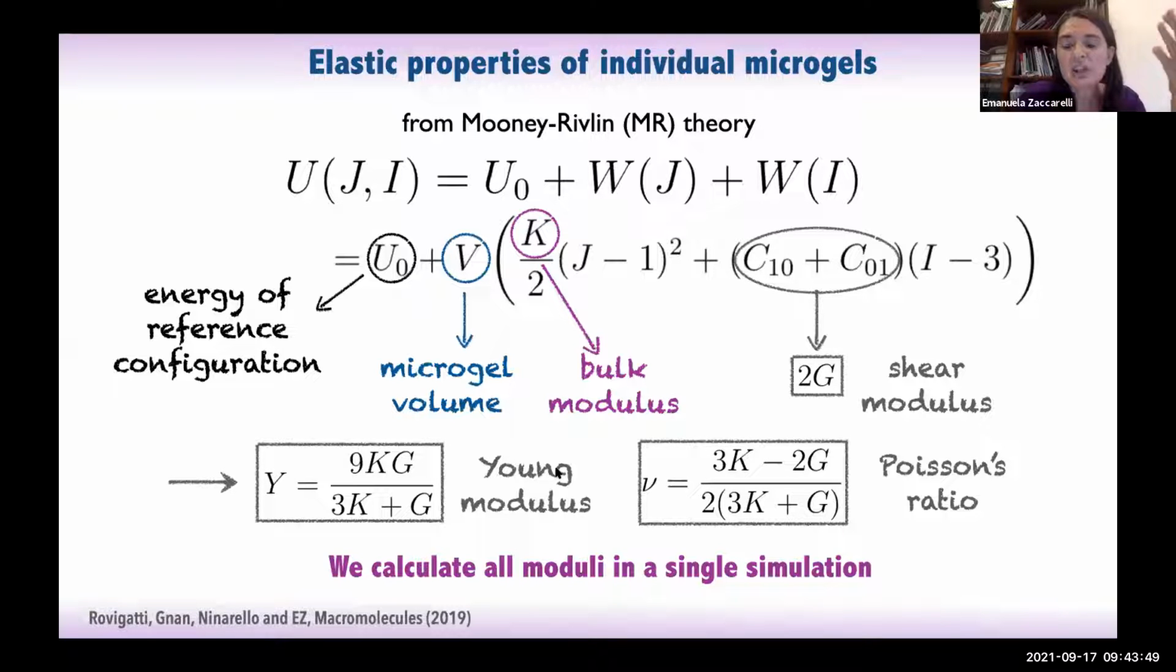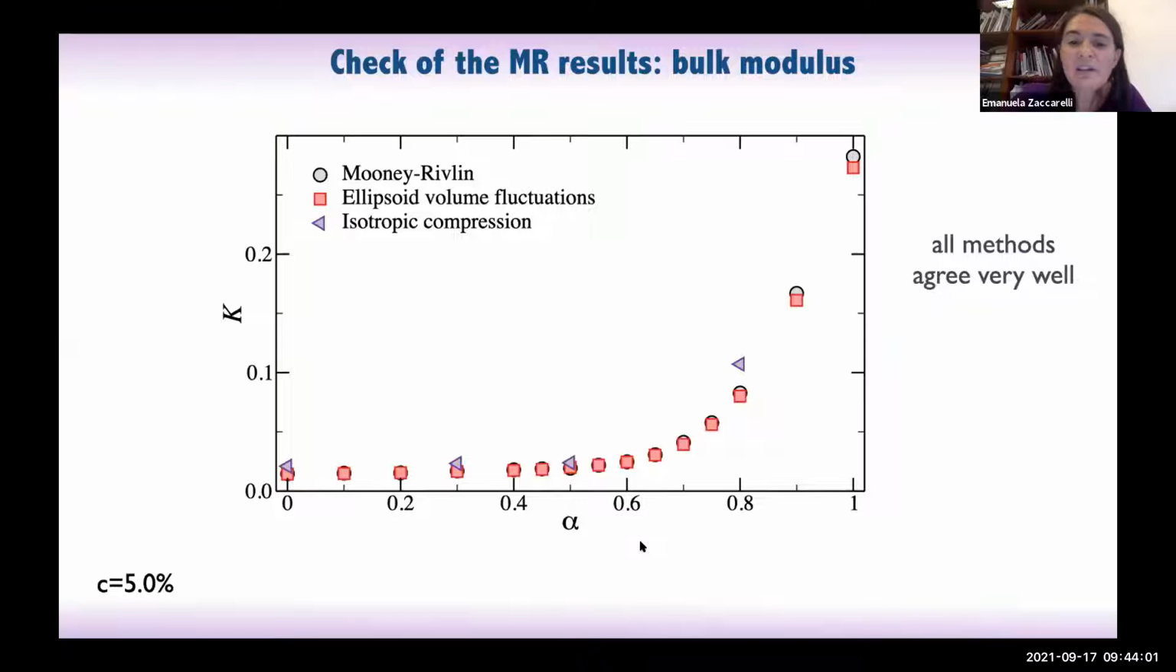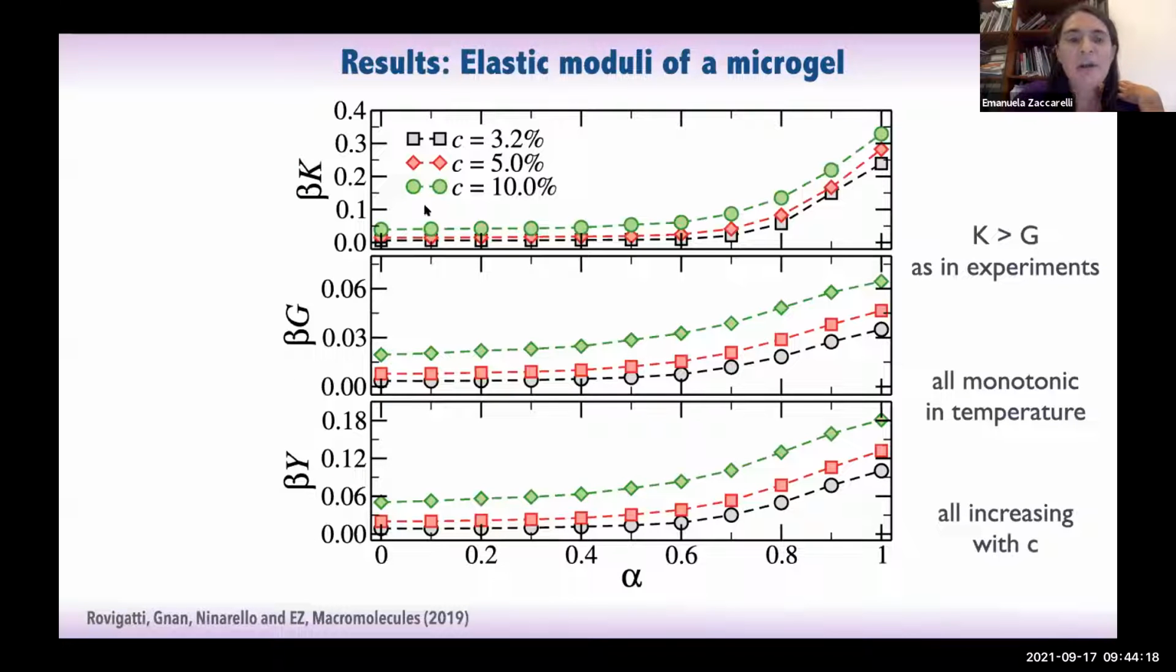This is a very general method that works for any polymeric system, and could also be applied to other systems, and we can calculate all the elastic constants. To check that this was correct, we first compared to the volume fluctuation only, directly, and to the isotropic compression for the bulk modulus, and the behavior of the data as a function of temperature seems to be qualitatively correct. I now plot the bulk modulus, the shear modulus, and the Young modulus as a function of alpha of this microgel for different cross-linker concentrations, and we have reasonable results.